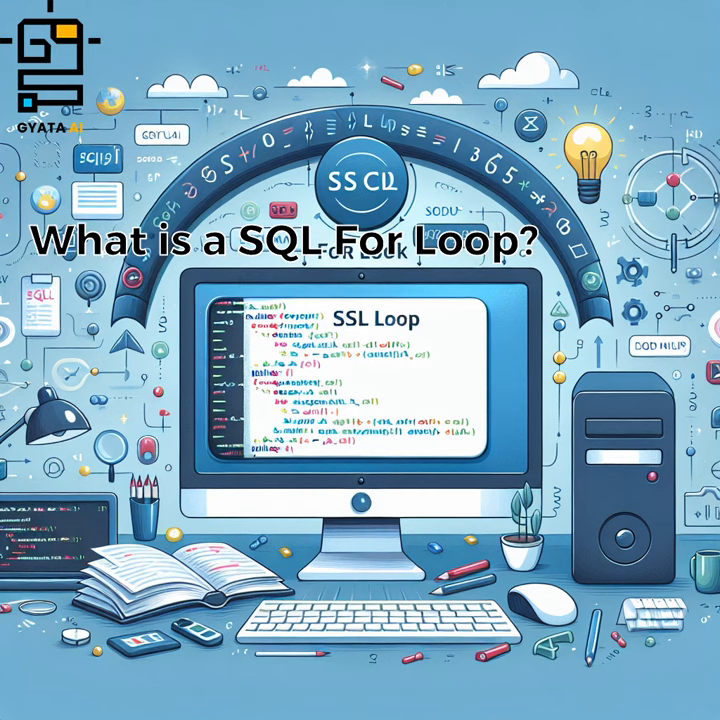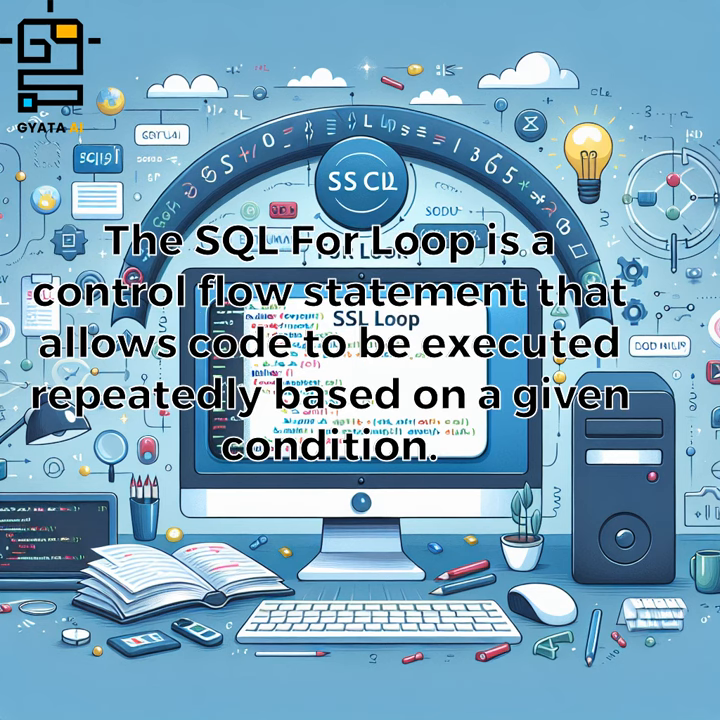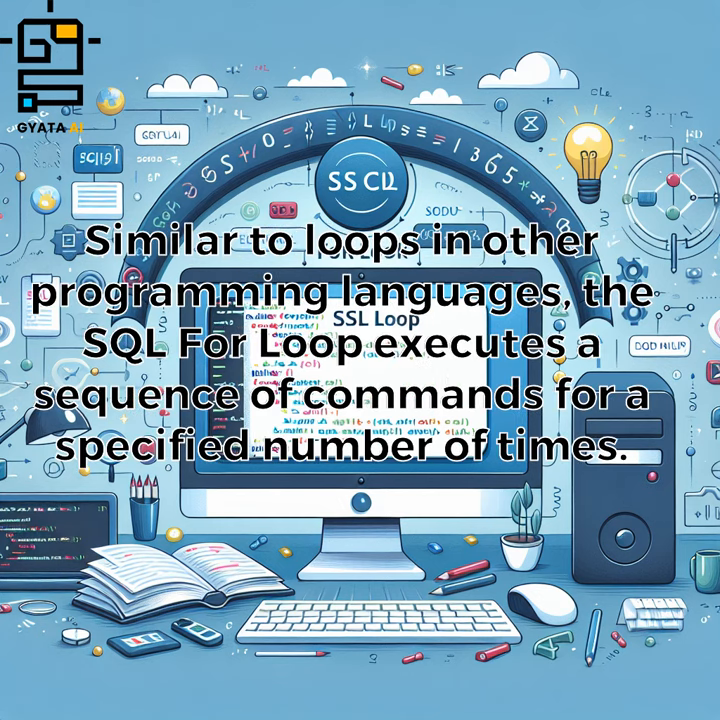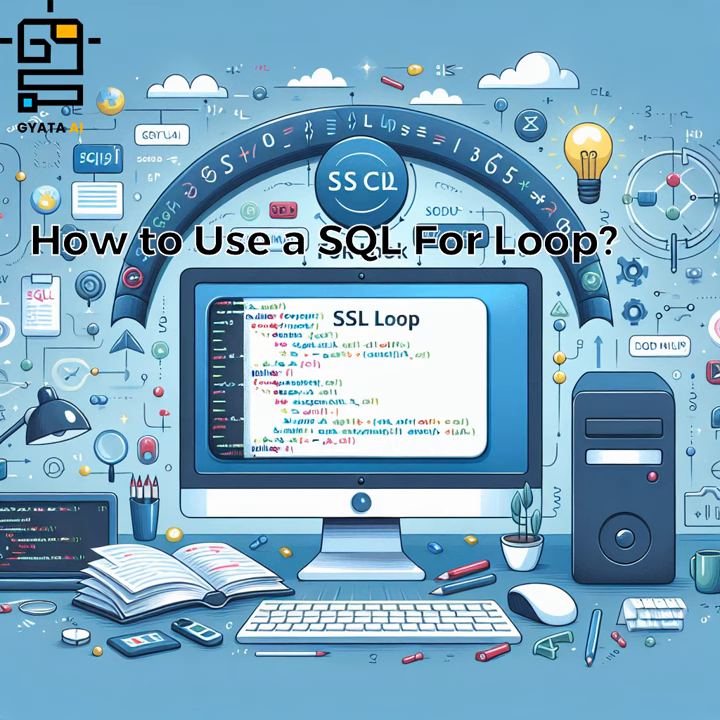What is a SQL for loop? The SQL for loop is a control flow statement that allows code to be executed repeatedly based on a given condition. The loop continues until the condition is met or if a break statement is encountered. Similar to loops in other programming languages, the SQL for loop executes a sequence of commands for a specified number of times.